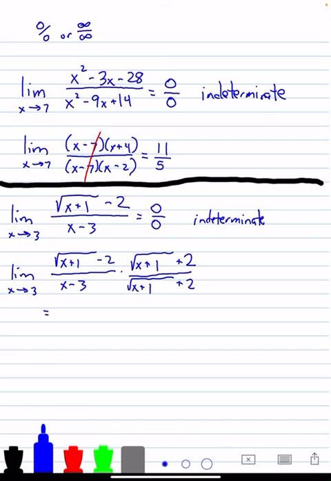So the square root of x plus 1 times the square root of x plus 1 is simply what? x plus 1. Let's look at our outside terms. The square root of x plus 1 times 2 gives us 2 times the square root of x plus 1. Let's look at our inside terms. That's negative 2 times the square root of x plus 1. And then let's look at our last terms, which simply gives us a minus 4.